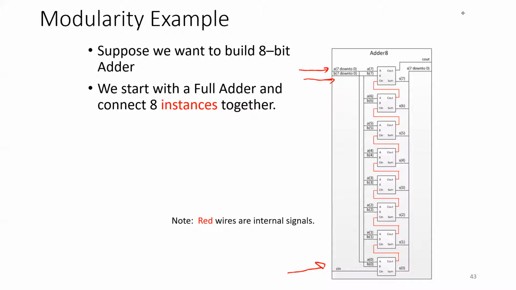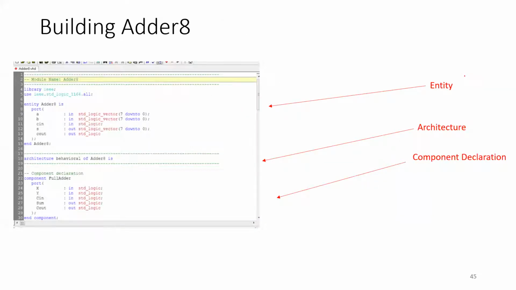What is my output? Carry out and the summation 8-bit. Those are my output. Two outputs. This is adder 8 with the 2 output. So 3 input and 2 output. This is the architecture. Here I need to use the component full adder. I'm not gonna write it down in this program 8 times. I am gonna just call it 8 times.